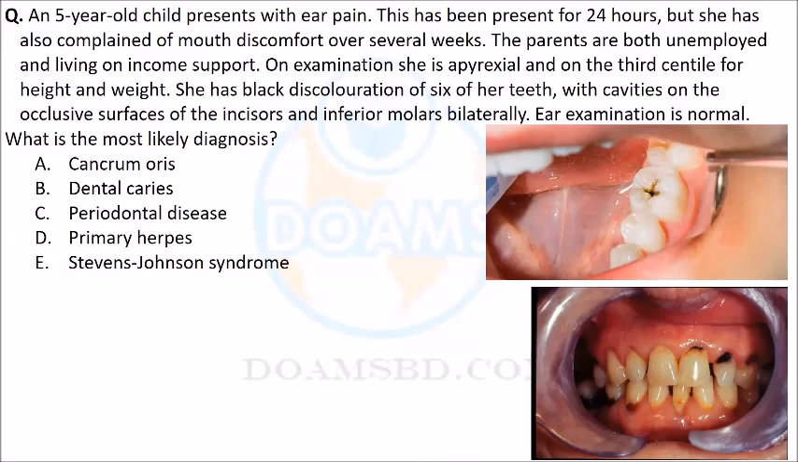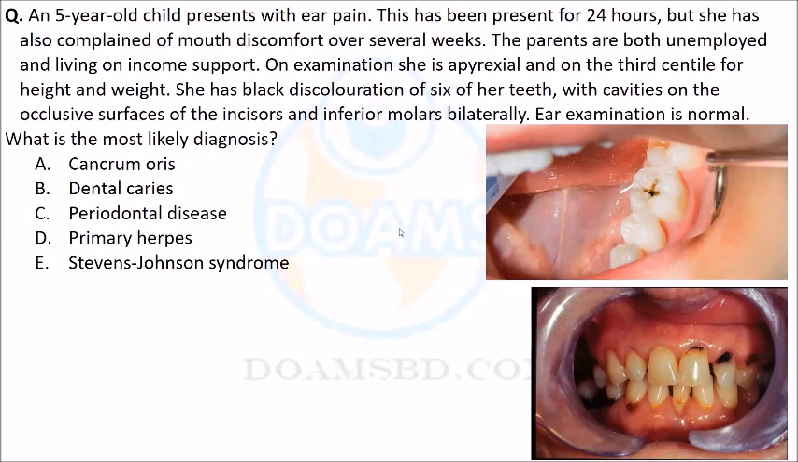Patient presented with ear pain, but also having mouth discomfort. For that, you open the mouth and look at the teeth as they are. What is the underlying diagnosis? Ear examination normal. You see, patient presented with ear pain, but ear examination normal.